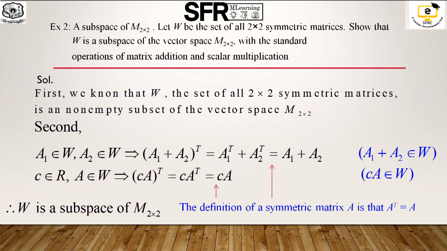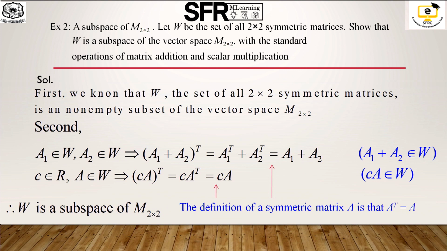Next slide. Here we also have one example in matrices. Here we are taking the M2 cross 2 matrix. In this matrix we are going to prove the given set is a subspace. That is, we have to show that W is a subspace of the vector space M2 cross 2 with the standard operations of matrix addition and scalar multiplication. Matrix multiplication is possible only when the first matrix's column count is equal to the second matrix's row count. Then the multiplication is possible.